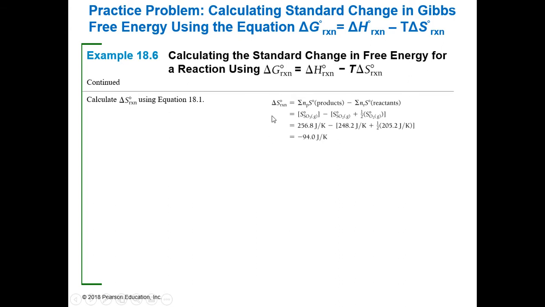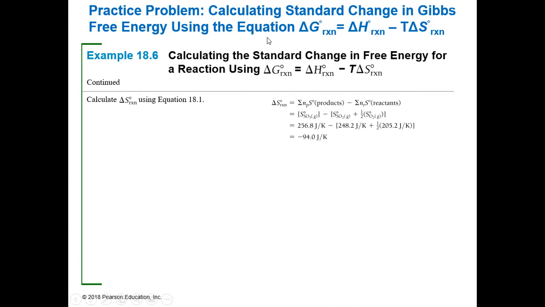Delta S, same exact idea, right? The equation should look almost the same because your moles haven't changed. We're just now using our S values. So plug in your S values you got from the chart. And here we go. We got delta S is negative 94 joules per Kelvin.